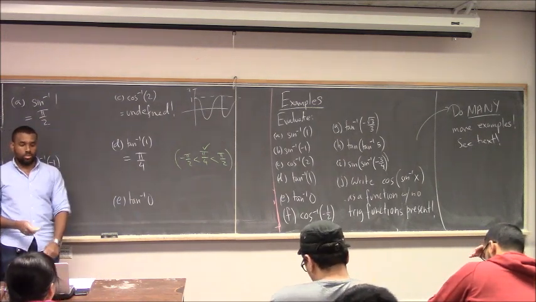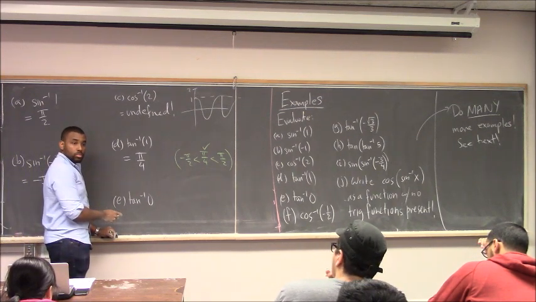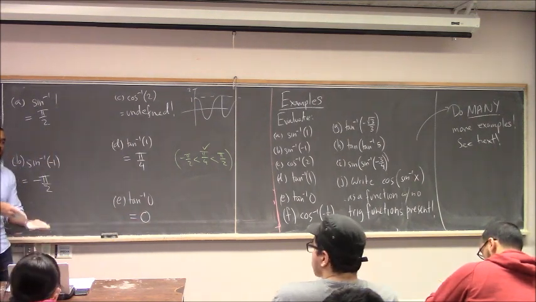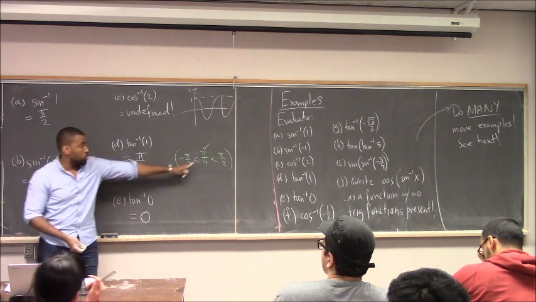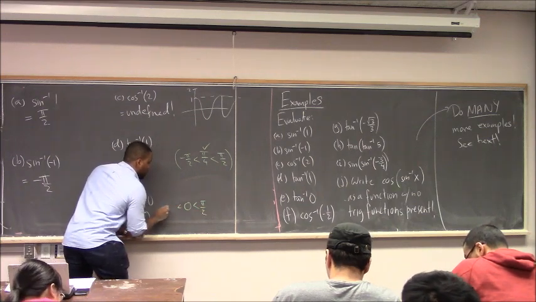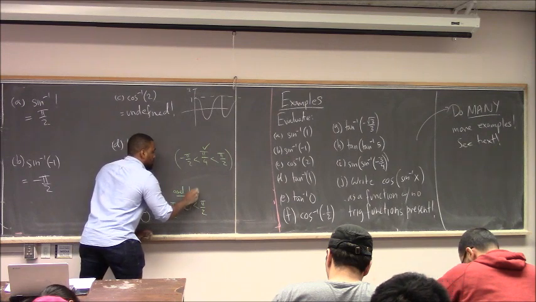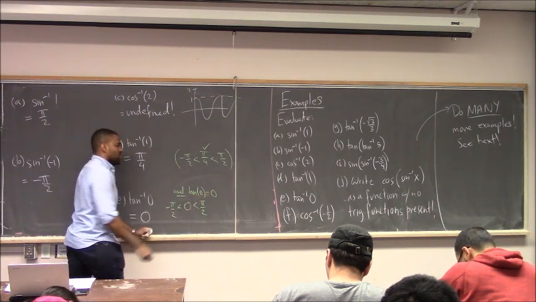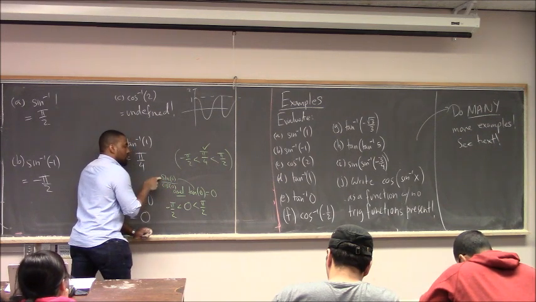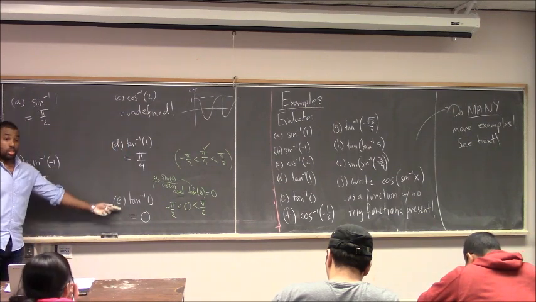Tan inverse of 0. It's 0. Why? Because I plug in 0 into tangent, I get 0. And 0 is in between here. So 0 works because 0 is in between pi over 2 and minus pi over 2. And at the same time, tangent of 0 is 0. How do I know that? Well, tangent is just sine over cosine. Sine of 0 is 0, cosine of 0 is 1, so I know that's 0. So 0 is the answer here.